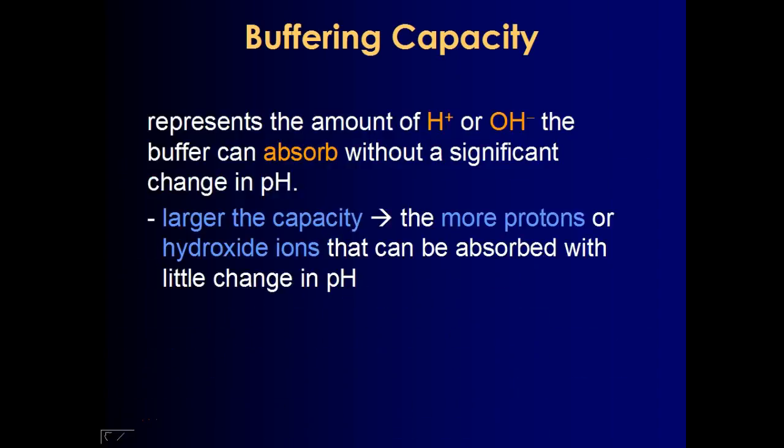So buffering capacity basically represents the amount of hydrogen or hydroxide you can add to a buffer without a big change in your pH. The bigger that capacity is, the more you can add hydrogen in the form of protons or hydroxide ions without seeing a change. So the more concentrated your weak acid or weak base is, along with its conjugate partner, and the greater the volume you have of that buffer, basically the larger those values are, the bigger your buffer capacity is going to be.